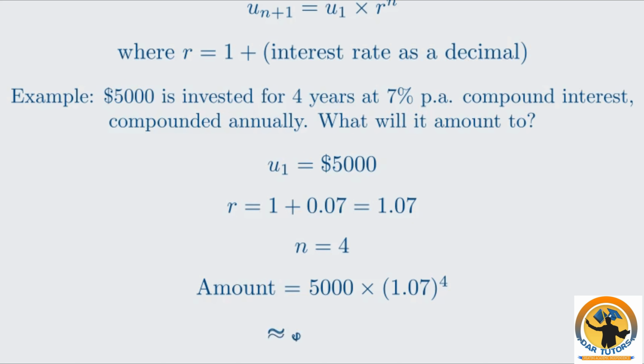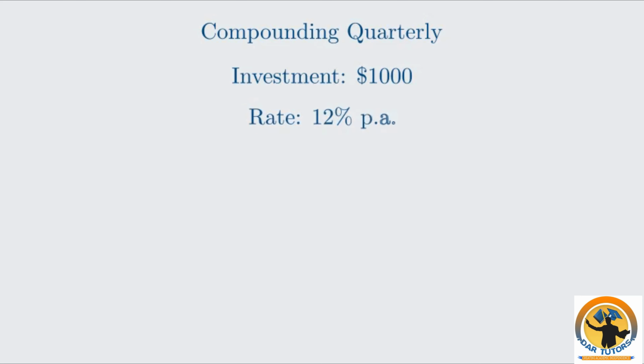Calculating this gives approximately $6,553.98. So, the investment will amount to $6,553.98. What if the interest is compounded more frequently than once a year? This is a common scenario in finance. Let's consider an investment of $1,000 at 12% per annum, compounded quarterly. This means the interest is calculated and added to the principal 4 times a year.